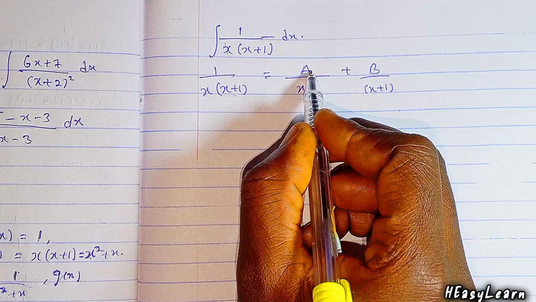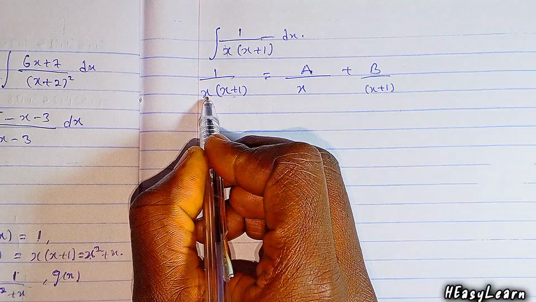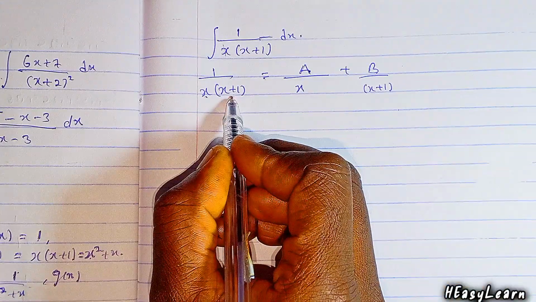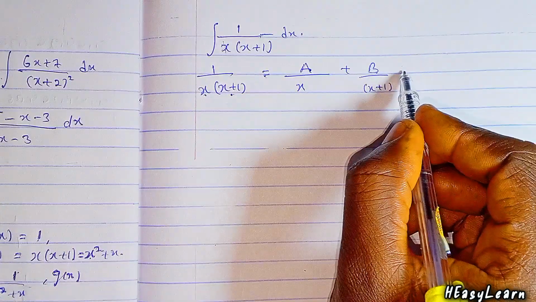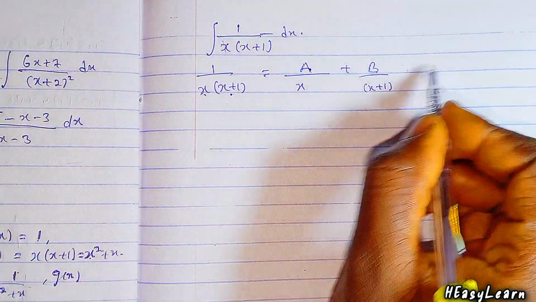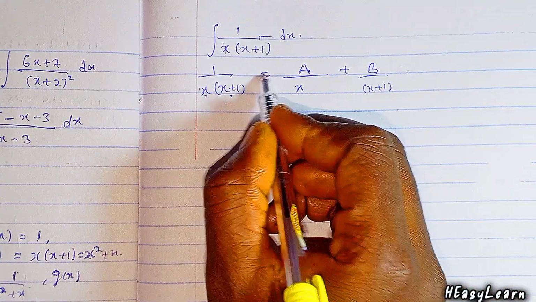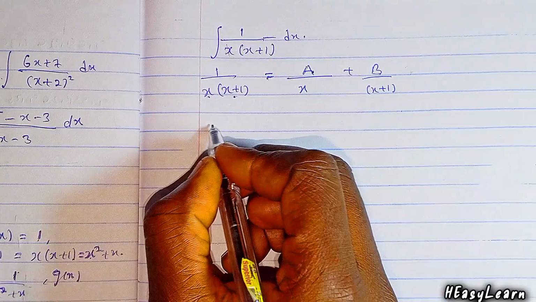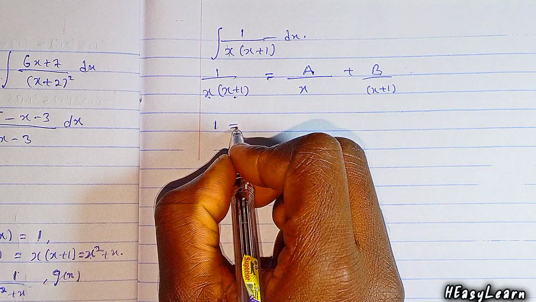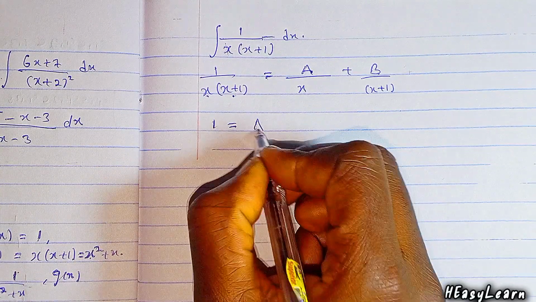An undetermined coefficient called A divided by the first, plus B called the second, over the second. Then if there is another bracket, we say plus C over the third. But in this case, there is no third one. So the next thing is to what? Clear the fractions.